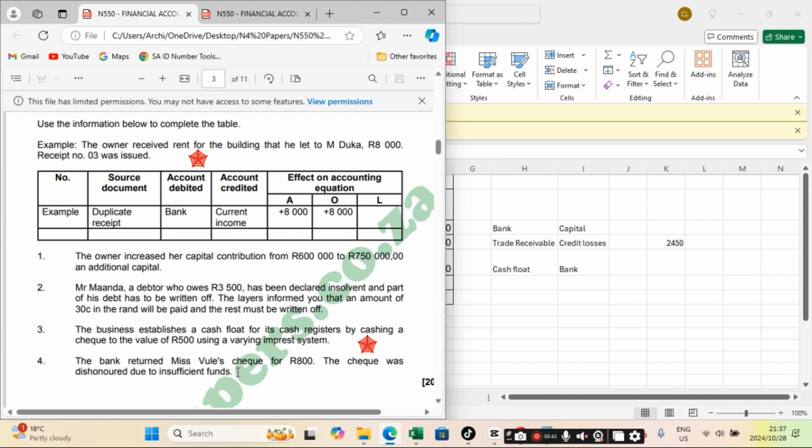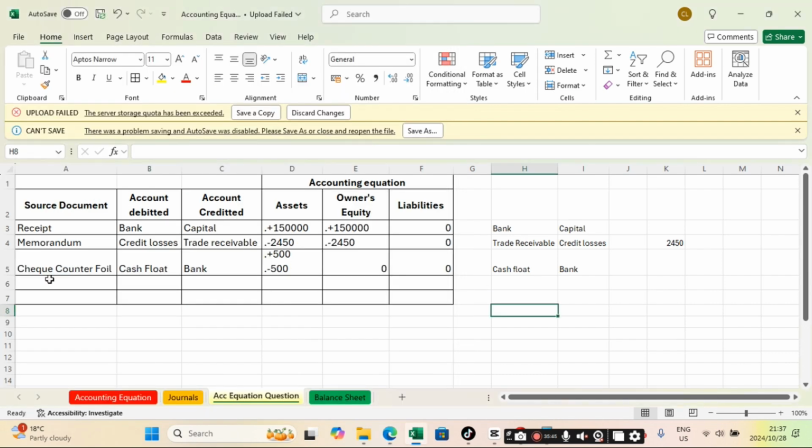So now this transaction, what's going to happen? We need the source document. So that check, we received the check, isn't it? The bank returned the check to us. So what are we going to do with that check? Are we going to keep the check, or are we going to return it back to Miss whoever? We're going to return back that check to Miss Vule, or what's her name.